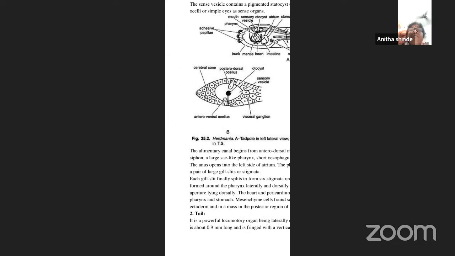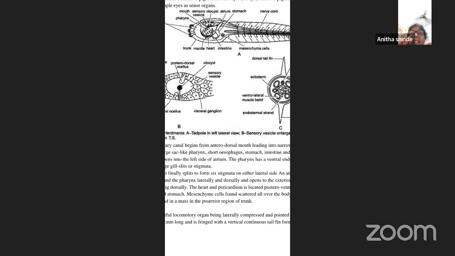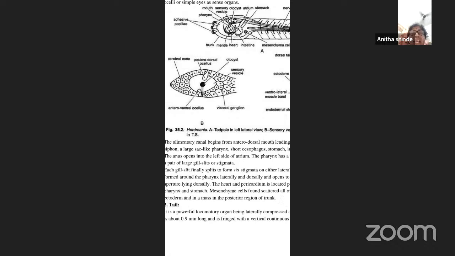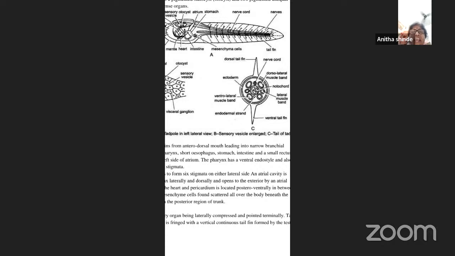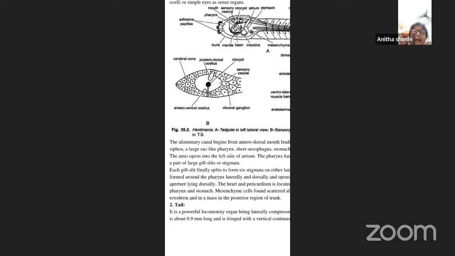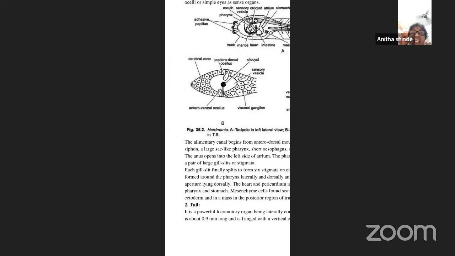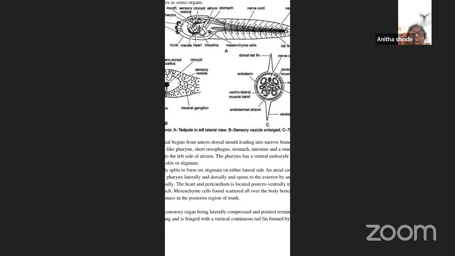Okay. The next, once the brain is developed, the alimentary canal begins to grow from the anterodorsal mouth, leading into the narrow branchial siphon and a large sac-like pharynx. Then it is followed by a short esophagus, stomach, intestine, and a small rectum. Lastly, the rectum will end in the anus, and the anus opens into the left side of the atrium. The pharynx also has a ventral endostyle and a pair of large gill slits or stigmata. Each gill slit will split up to form 6 stigmata on either lateral side. The atrial cavity is also formed around the pharynx, laterally and dorsally, and opens to the exterior by means of the atrial aperture.